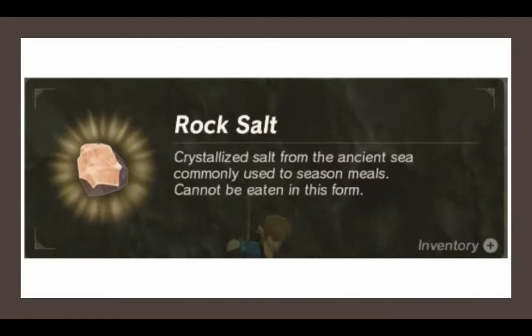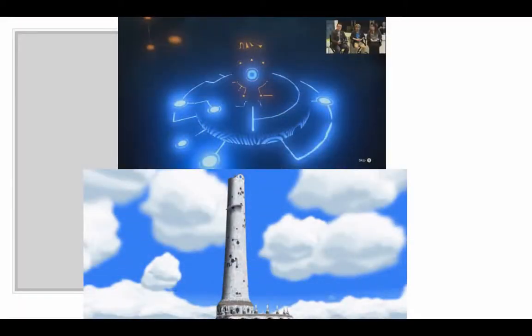So the ancient sea they must be referring to would be the Great Sea, since that flooded Hyrule. Another reason is the Sheikah technology compared to what the Tower of the Gods looks like.